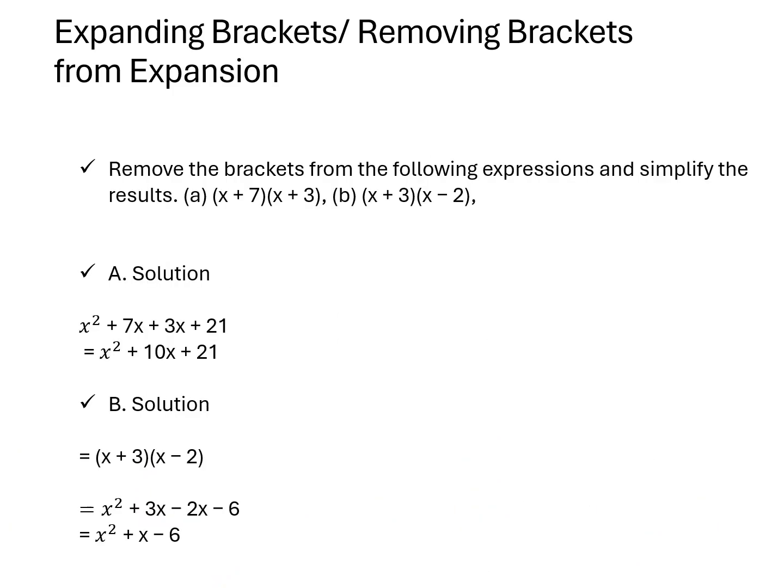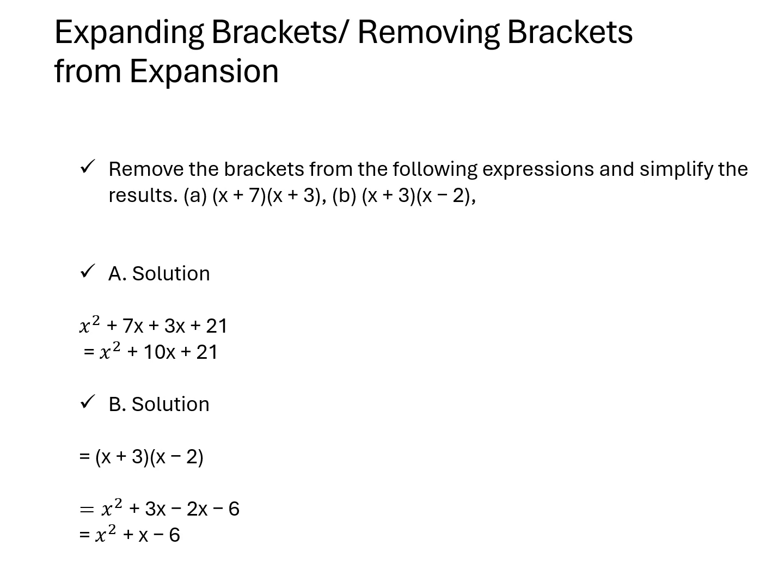Okay. The same applies to this example. x plus 7, x plus 3. So you're going to multiply what's in the first bracket by everything in the second. So it's x plus 3 times x. No, x plus 7 times x. And then you have x plus 7 times 3. Right? So when you do that, you expand the bracket, you're going to get the solution for there.